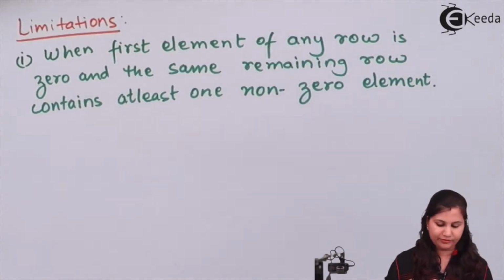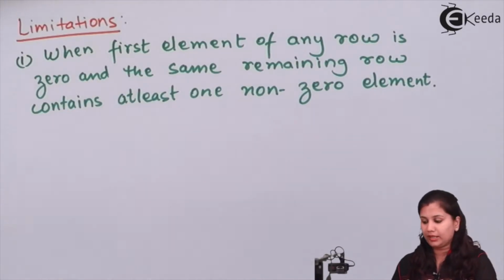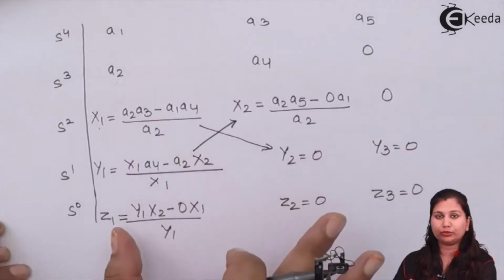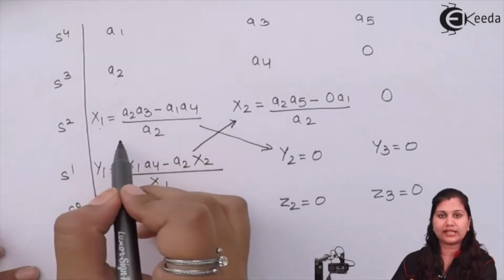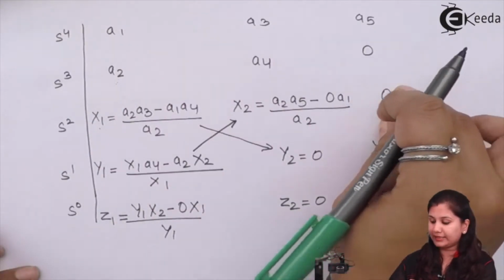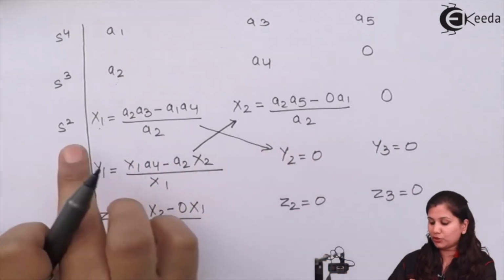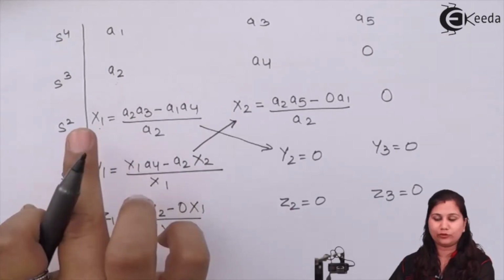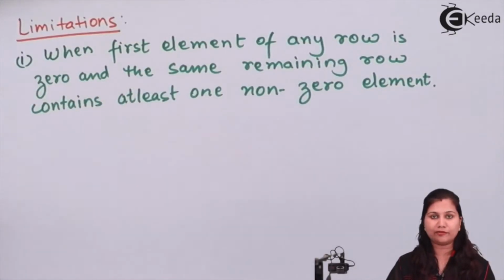Let's look at the Routh array which we have built. This was the example which we have taken, and we have seen how the Routh array is built. Now in this Routh array, suppose this x1 comes out to be 0. This is the first element of this row, and this x2 is non-zero and this is again 0. So this row has at least one non-zero element and the first element is 0. This is the situation we are taking in this first case.